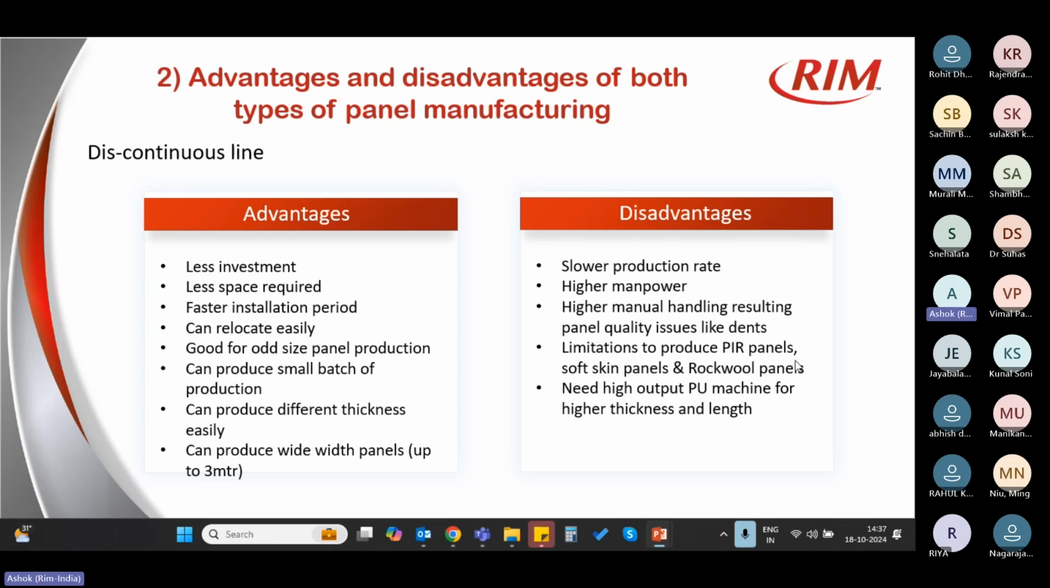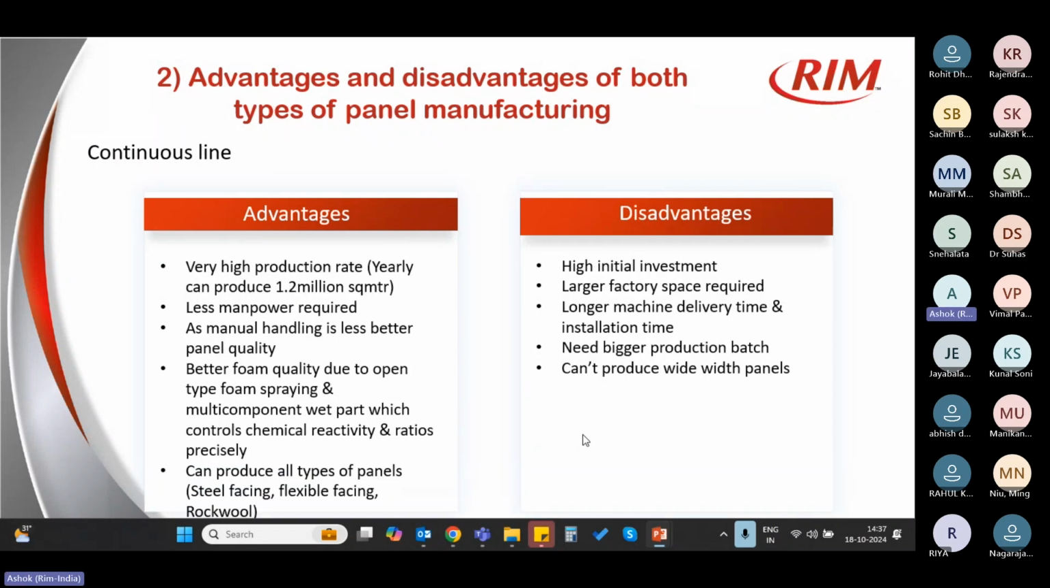There is a limitation in producing PIR panels, soft skin panels, and rock wool panels. Limitations are there, but still some companies are producing PIR panels in discontinuous. They have some different processes and different chemicals, but it's not easy. The next is the need for a high output PU machine for higher thickness and length. Since you have to pour into a closed cavity, the PU machine output has to be of higher capacity to produce higher thickness panels. So these are some advantages and disadvantages of the discontinuous line. The next slide is the continuous line.